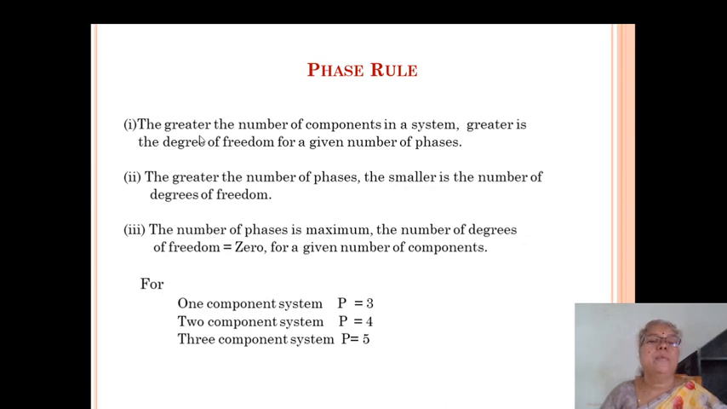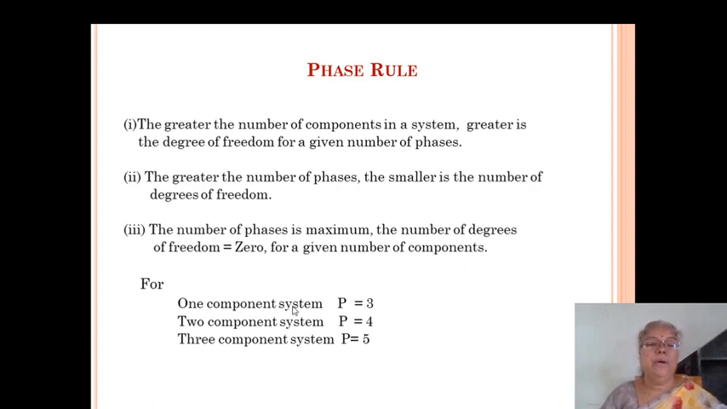Understand, the greater the number of components in a system, the greater is the degree of freedom for a given number of phases. Then the greater the number of phases, the smaller is the number of degrees of freedom, and the number of phases is the maximum when the number of degrees of freedom is equal to 0 for a given number of components.